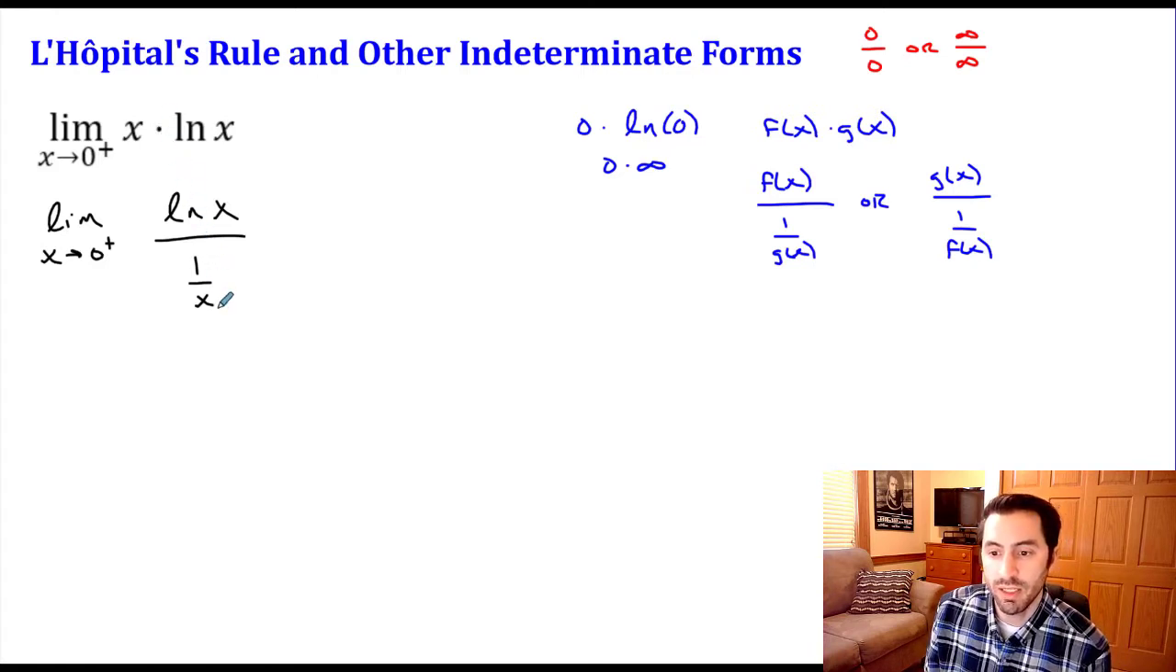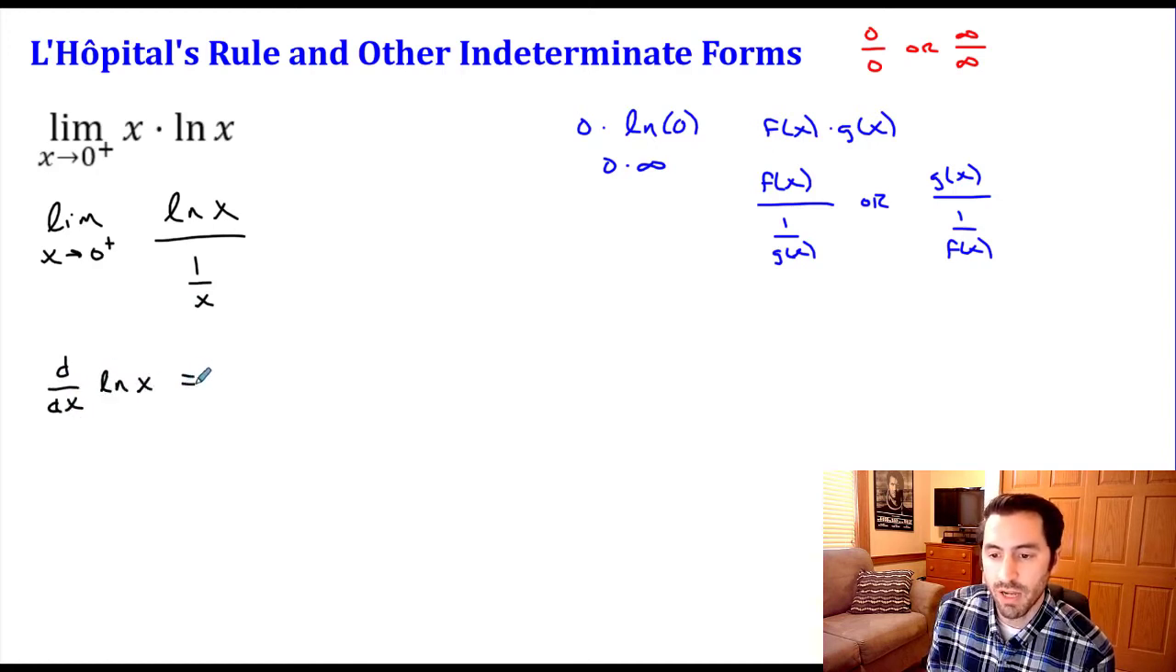But written like this, we have something that is an indeterminate form. If I plug in 0 into the numerator, again, this is unbounded, so this would be infinity. And then 1 over 0, same idea. As you approach 0 from the right, this also becomes unbounded, so we have our indeterminate form of infinity over infinity, which is what we're looking for. So now we can take the derivative of the numerator and the denominator to use L'Hopital's rule.